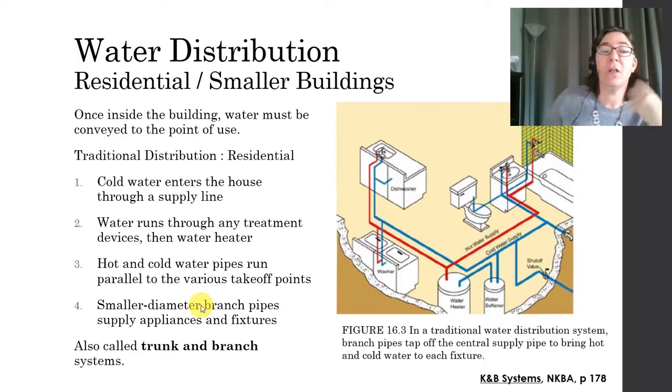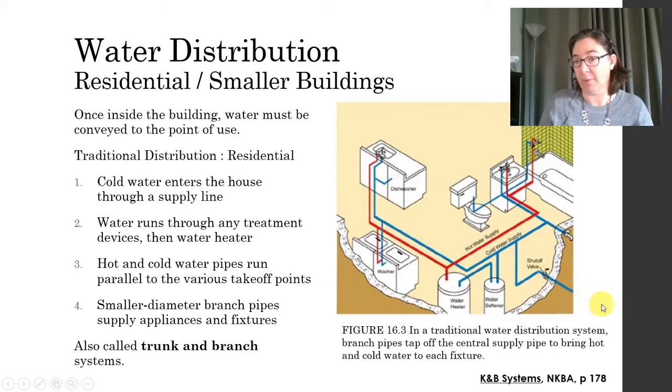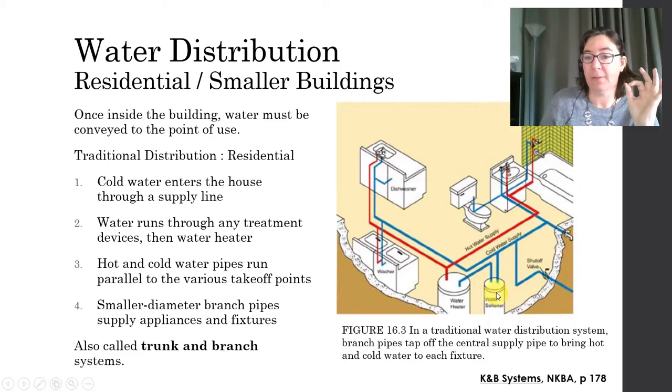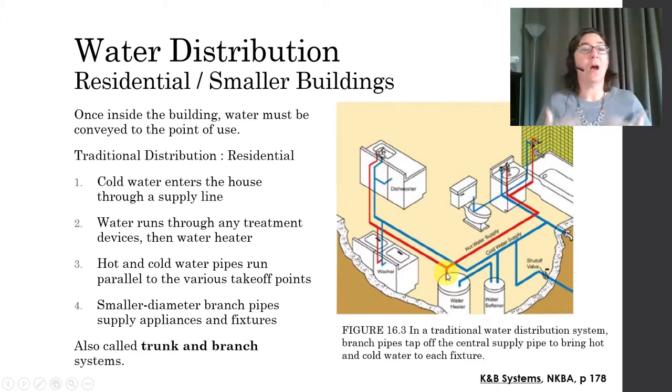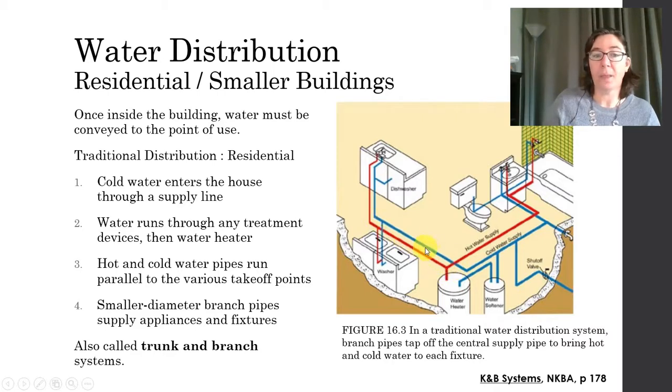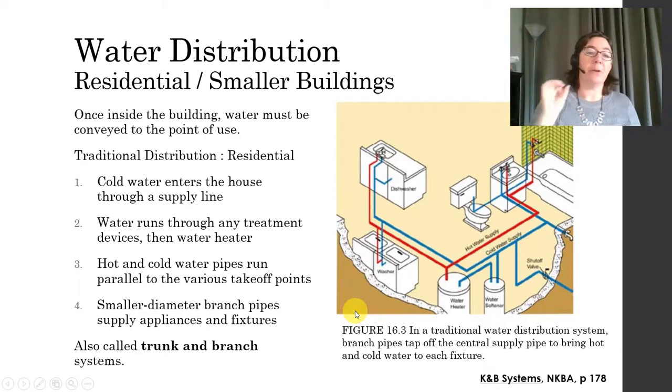In a traditional system, also called a trunk and branch system, the cold water is going to enter the house through a supply line, and that's shown in this picture. Then it runs through any water treatment devices, and then through the water heater. After that, hot and cold water pipes are going to run parallel to each other, usually next to each other, through the walls. Two different takeoff points, and some smaller diameter branch pipes will supply your appliances and fixtures.